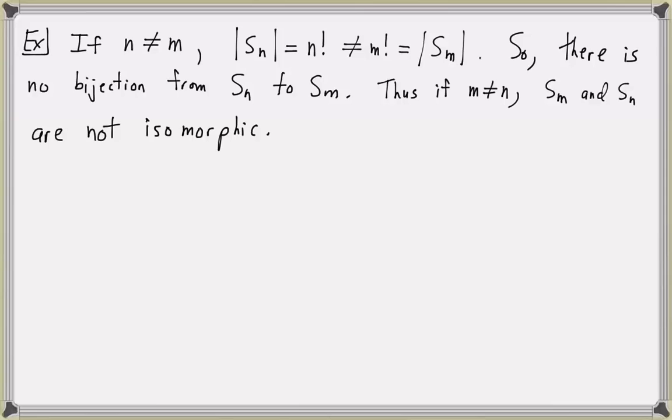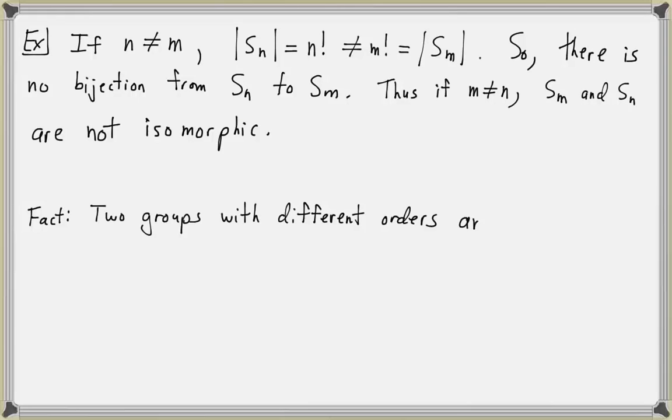So in general, two groups are not isomorphic if they have different group structures. One big structure of a group is the actual number of elements inside that group. So two groups that have different orders cannot be isomorphic. So two groups with different orders are not isomorphic. This is one of the facts that we will actually prove in the next theorem.